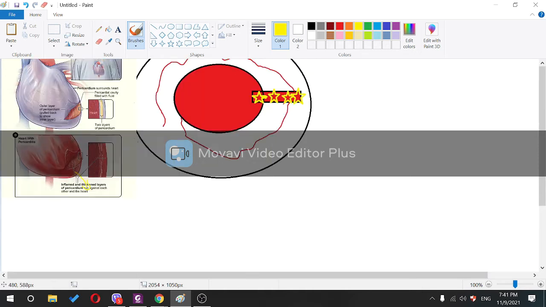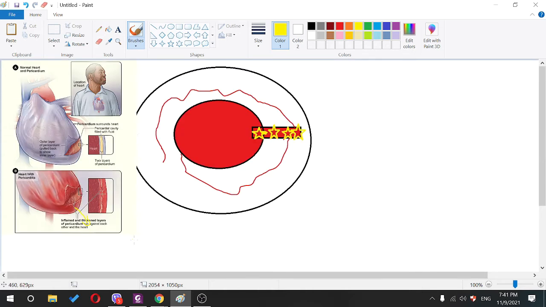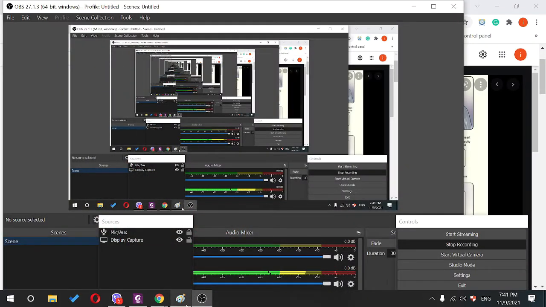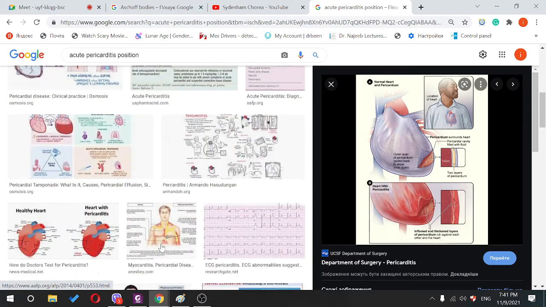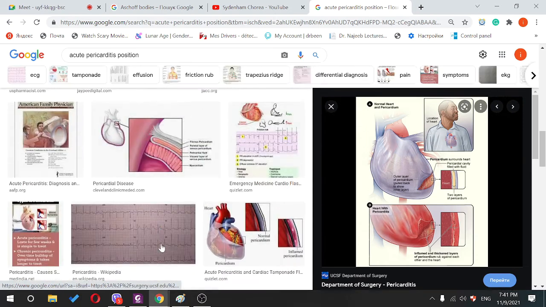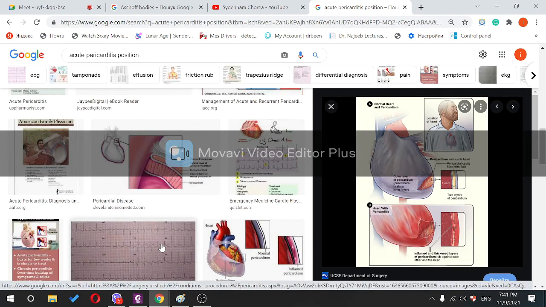The friction between the two layers. Less friction between the two layers leads to less pain. No pain, no gain. No, I'm kidding. So yeah, that's why they like to put themselves a little bit forward so they will have less pain.